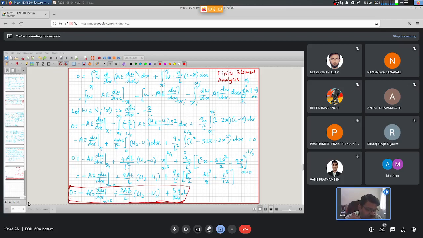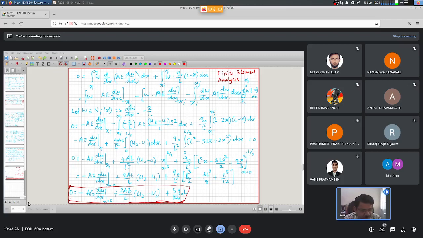Again, I need to emphasize this point. True solution is a cubic polynomial. Finite element approximation is just a linear variation. But even a linear variation is able to approximate that cubic variation very closely in the two-element approximation. And the approximation will further improve if you refine the finite element mesh.